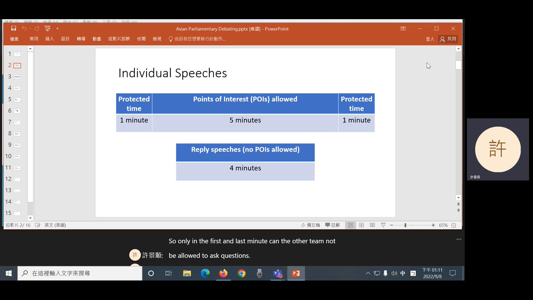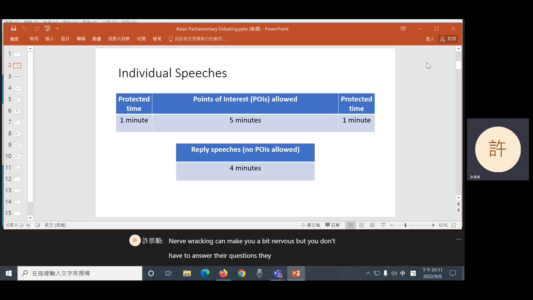This means that in a very fast-paced and exciting debate, your speech in the middle might be full of opposing team members standing up to ask questions. It can be kind of nerve-wracking, can make you a bit nervous. But you don't have to answer their questions.